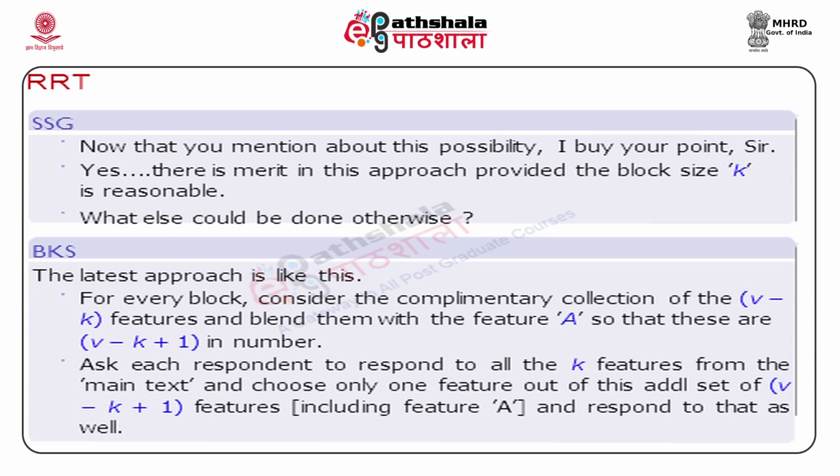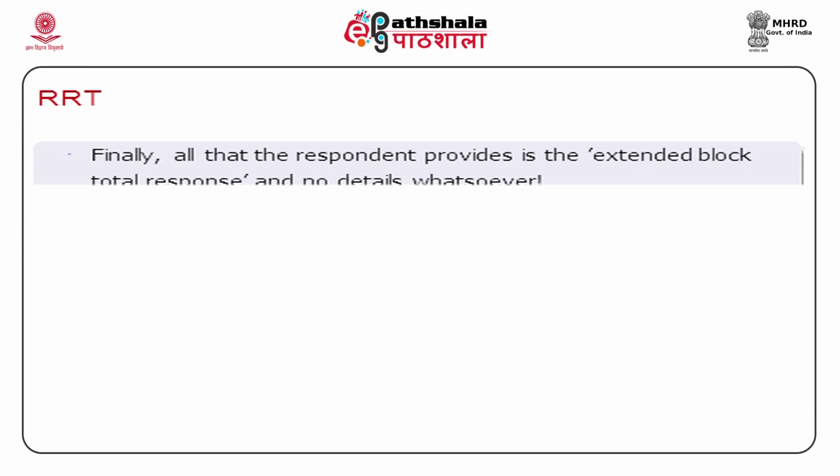Ask each respondent to respond to all the k features from the main part and choose only one feature out of these additional V minus k plus 1 features, including the feature A. Choose one out of these and then respond to that question as well and eventually give the total. Finally, all that the respondent provides is the extended block total response and no details whatsoever.